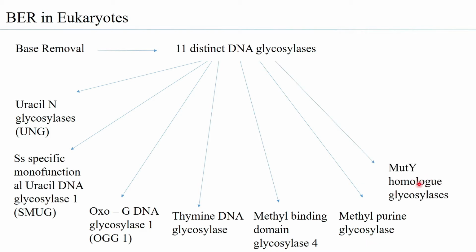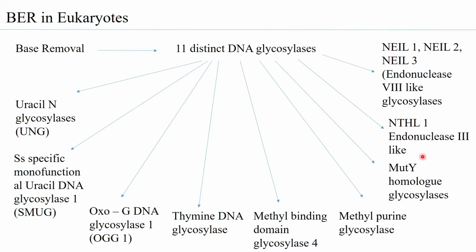You have what is called MutY homolog glycosylases. You have NTHL1, endonuclease 3 like glycosylases, and you of course have three distinct glycosylases which are endonuclease 8 like glycosylases. Now, what is interesting to note is that all these 11 different distinct DNA glycosylases fall majorly under four superfamilies.